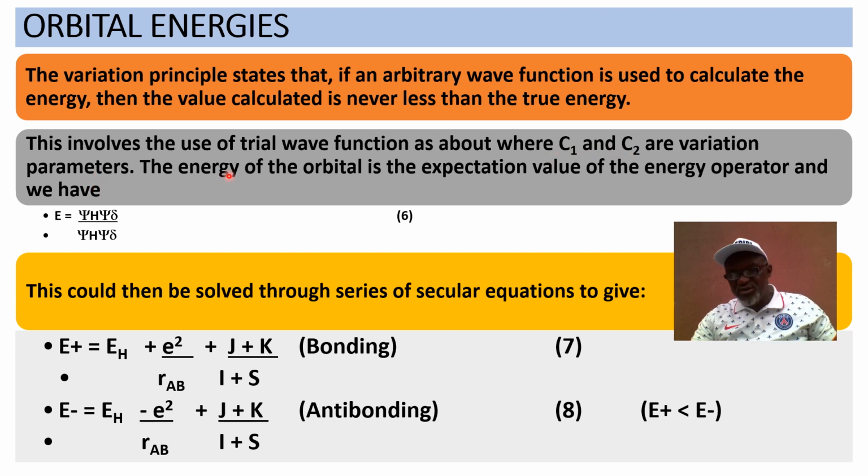We don't want to take you through this variation method. We're just giving you the results. Remember our Hamiltonian, H phi equals E phi, equation 6. Remember our Schrodinger equation, the Hamiltonian. Using that, we solve and get E plus, which is for bonding, and E minus, which is for anti-bonding. This gives us the energy of the bonding and anti-bonding orbitals, where the energy of the bonding is less than the energy of the anti-bonding.